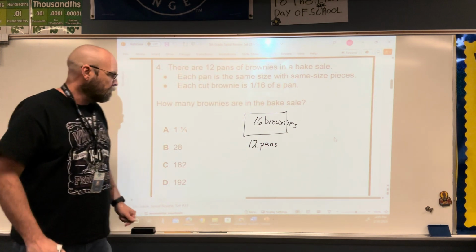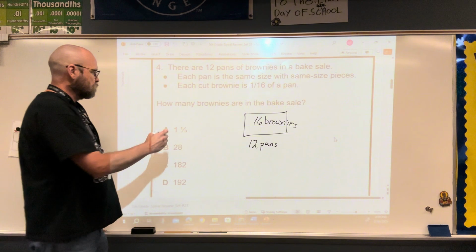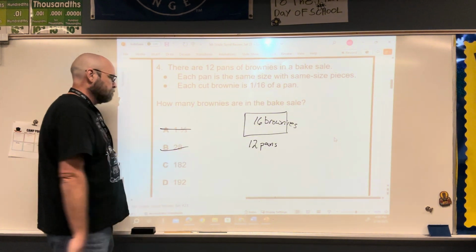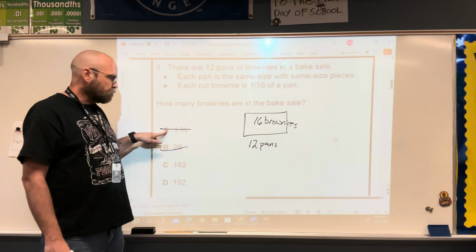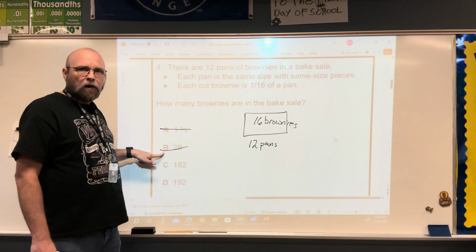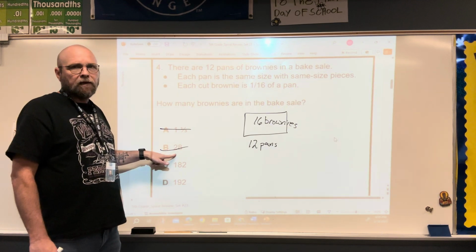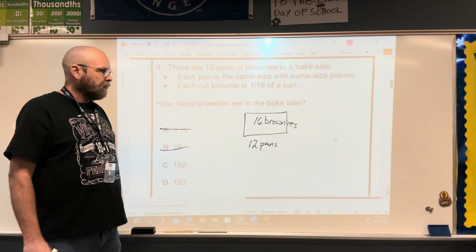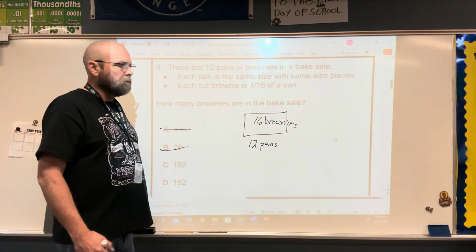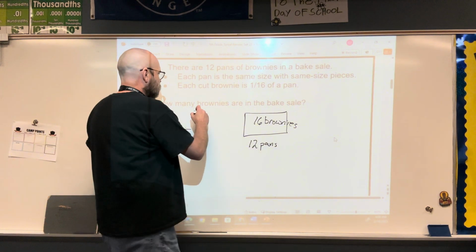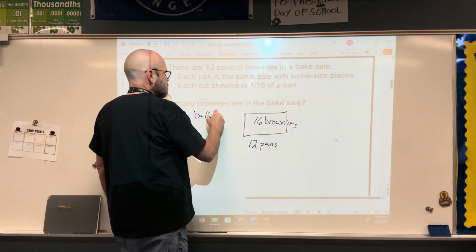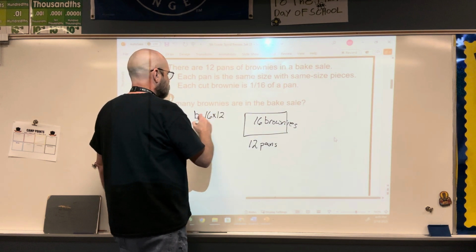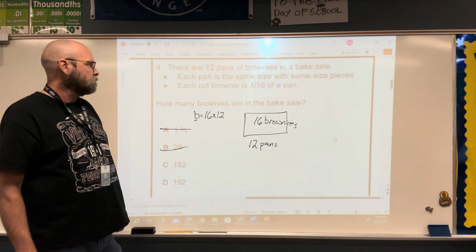Okay, before I do any more work, I'm going to take out the answers which could not possibly be it. I'm going to have more than 1 1/3 pieces of brownies. I'm going to have more than 28 pieces of brownies, because that wouldn't make any sense. 12 pans and I got 28 brownies, that makes no sense. Now to figure out my equation is going to be 16 times 12. So B equals 16 times 12.